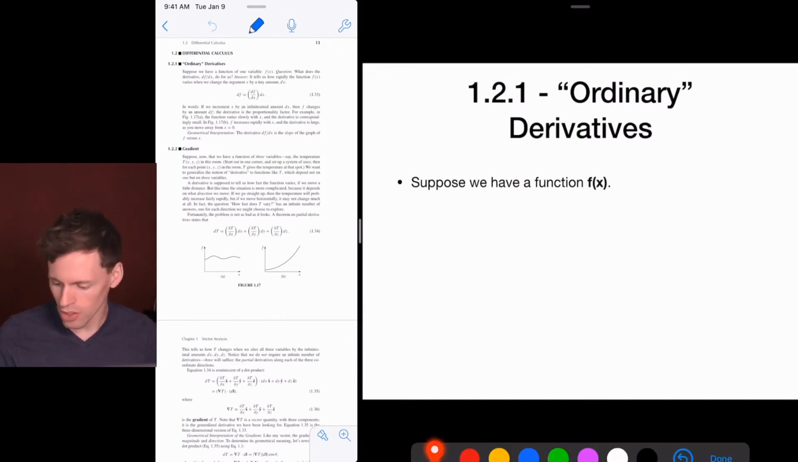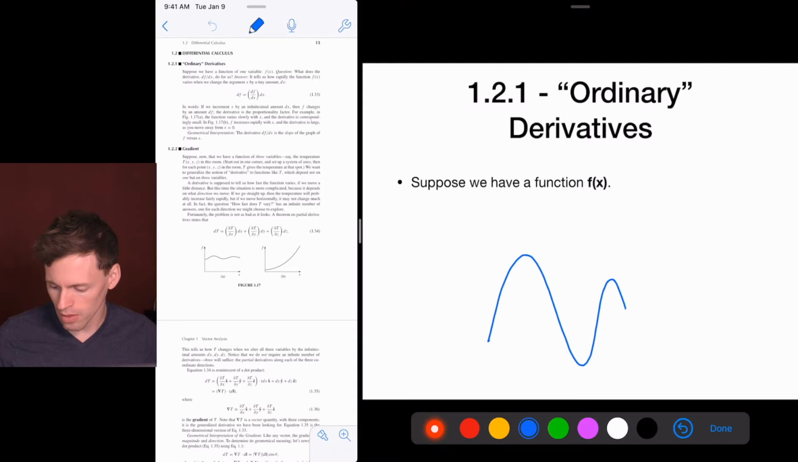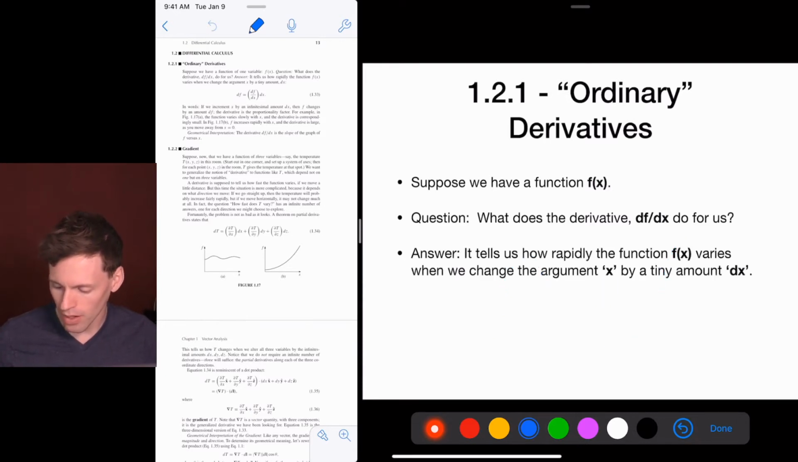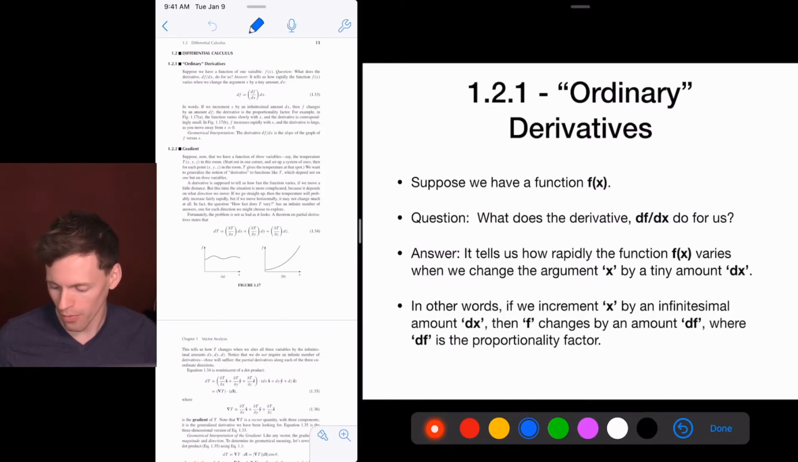So we start out talking about ordinary derivatives here in section 1.2.1, and if you have some function of x, the question is what does the derivative of the function f of x do for us? What does it tell us? The answer is that it tells us how rapidly the function varies when we change the argument x by a tiny amount dx. Hopefully this is some review, but if it's not, that's okay. So in other words, if we increment the x value by an infinitesimal amount dx, f will change by an amount df, where the derivative is the proportionality factor.